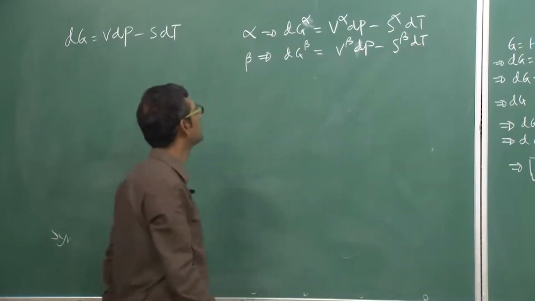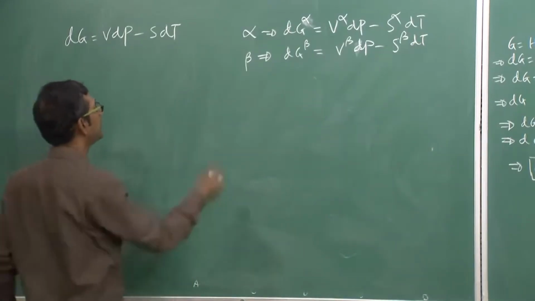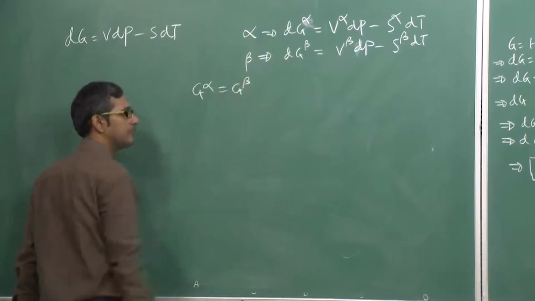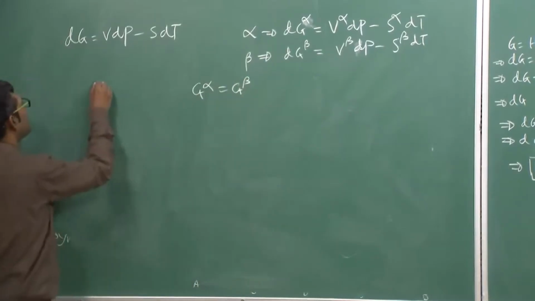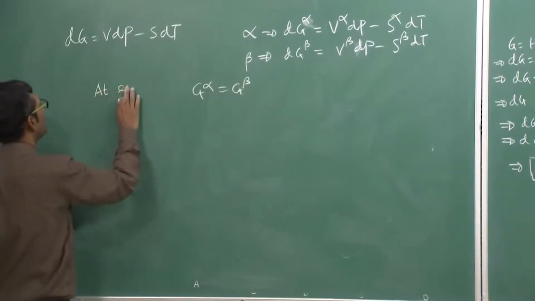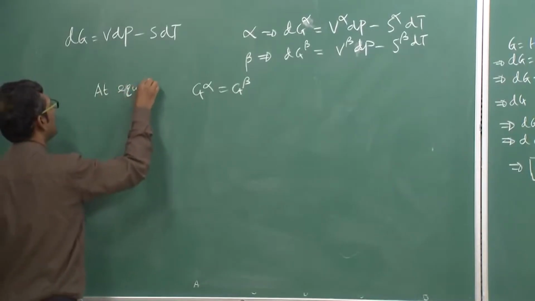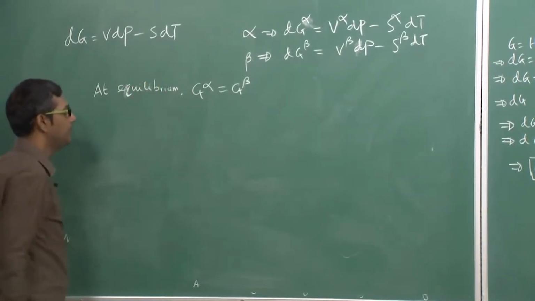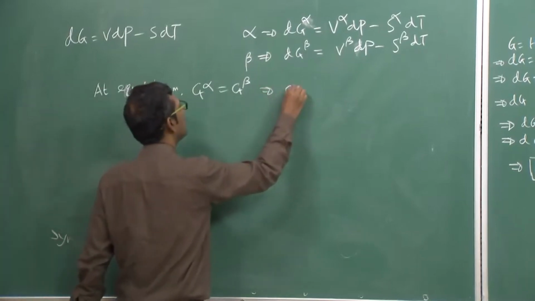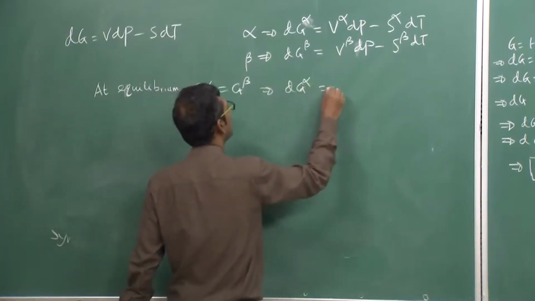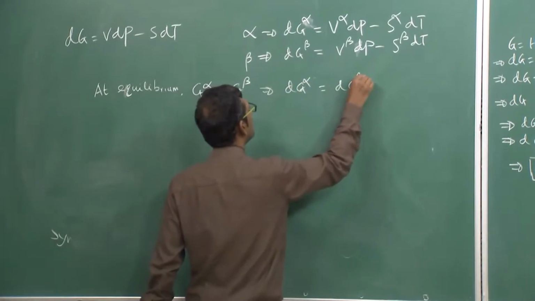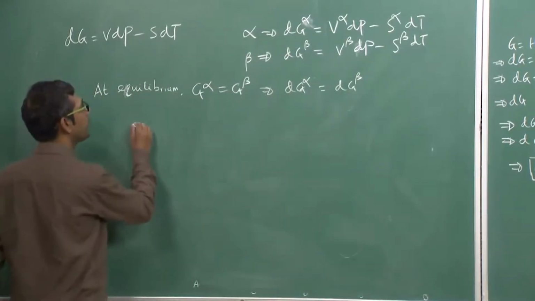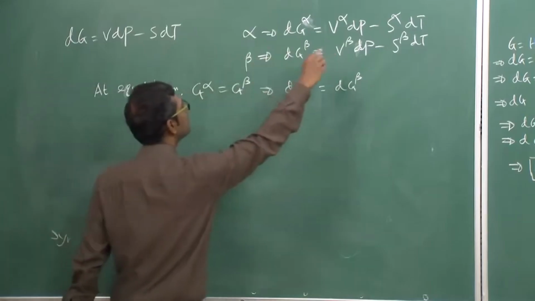Am I right? And at equilibrium, we know that G of alpha must be equal to G of beta. It has to be at equilibrium because the free energies must be equal. And then we can write down dG of alpha will be equal to dG of beta. That means the two equations we can equate. So if I equate these two equations 1 and 2, what will happen?